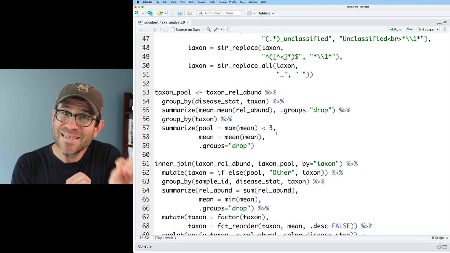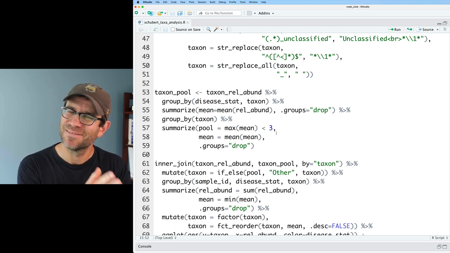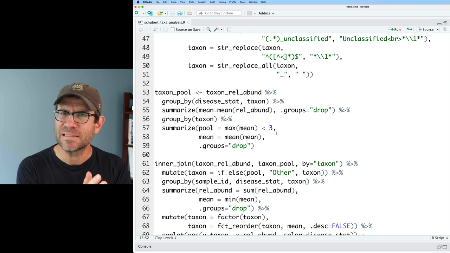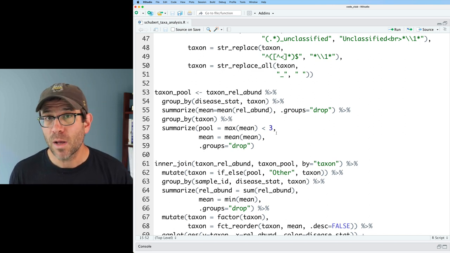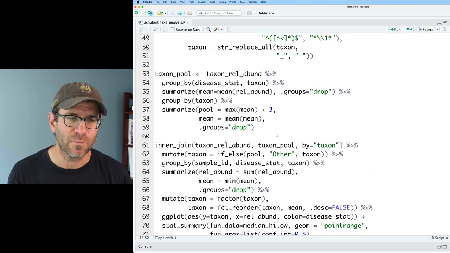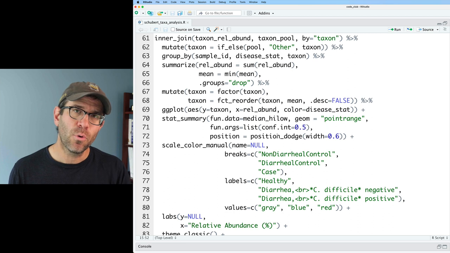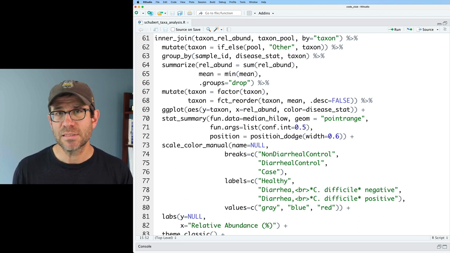And again, we did this pooling because if the relative abundance is less than 3%, it's really hard to see that it's less than 3%. It kind of looks like it's 0%. So maybe we'll come back and revisit this before the end of the episode, and certainly in future episodes going forward. We then join all this together and we make a point range figure using stat summary.